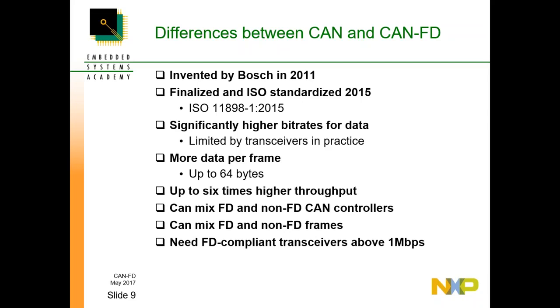To go beyond the maximum classical CAN speed of 1 megabit per second, the transceivers used must be compliant to the CAN-FD standard, which means they have to be able to handle the higher bit rates possible.